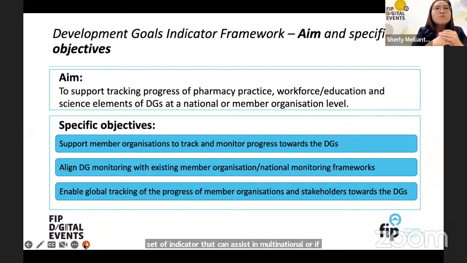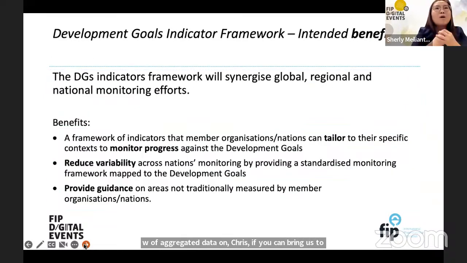Chris, if you can bring us to the next slide, which is about the intended benefits of the development goals indicator framework. It is our hope that the DG indicator framework will synergize the global, regional, and national monitoring efforts, and it will provide the following benefits. So we are hoping that it is a framework of indicators that member organizations or nations can tailor to their specific context to monitor their progress against the development goals. It is also hoped that this can reduce variability across nations by providing a standardized monitoring framework mapped to the development goals. And lastly, it will provide guidance on areas that are not traditionally measured by member organizations or nations.